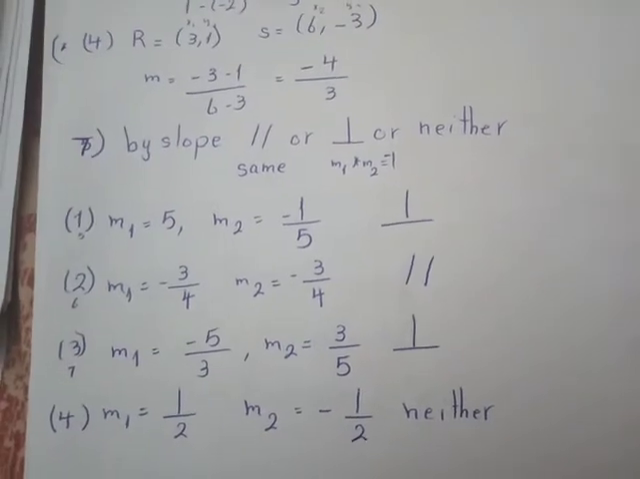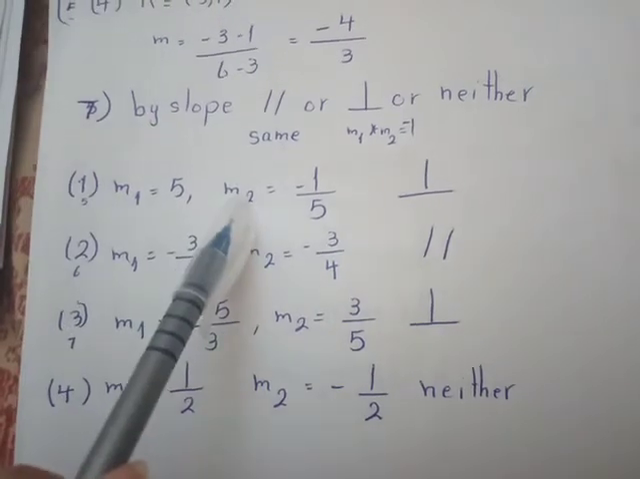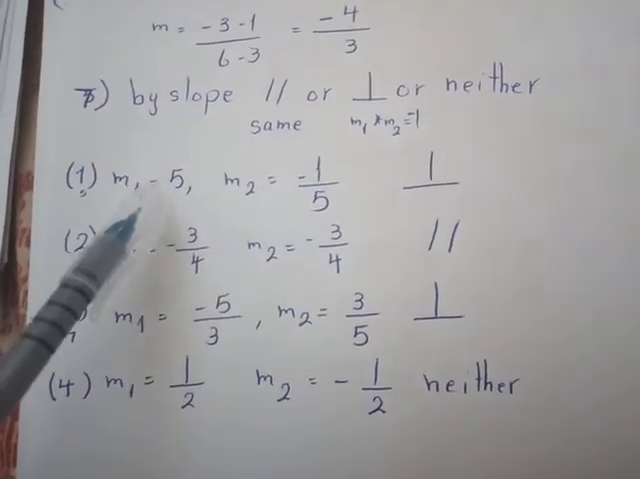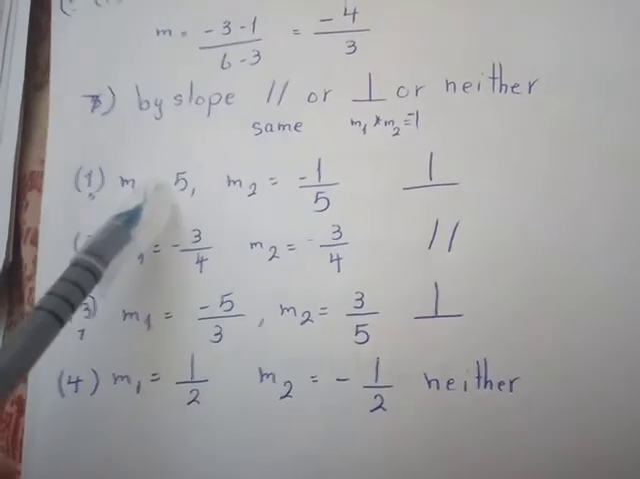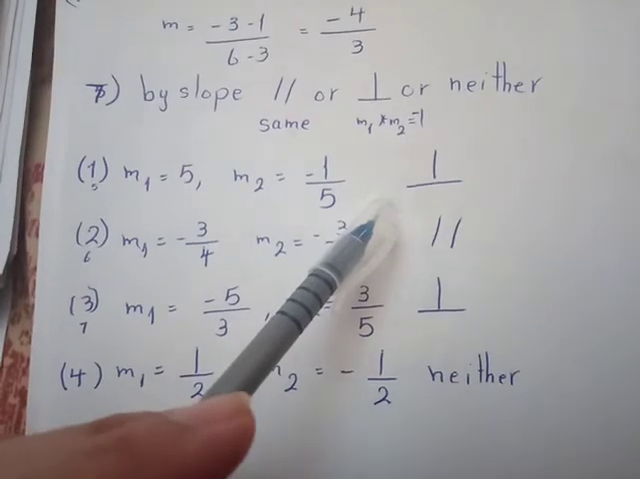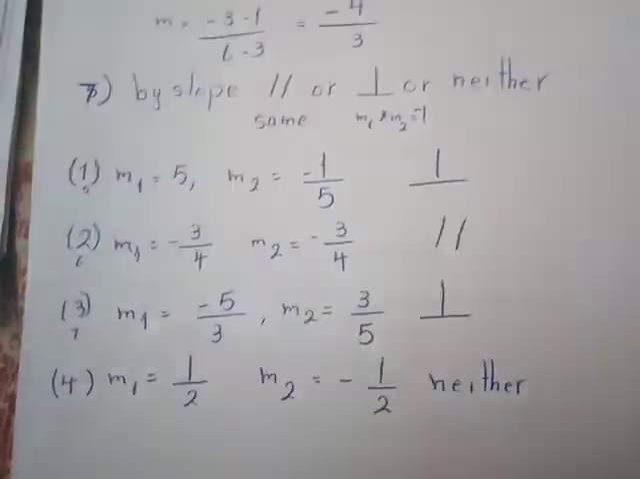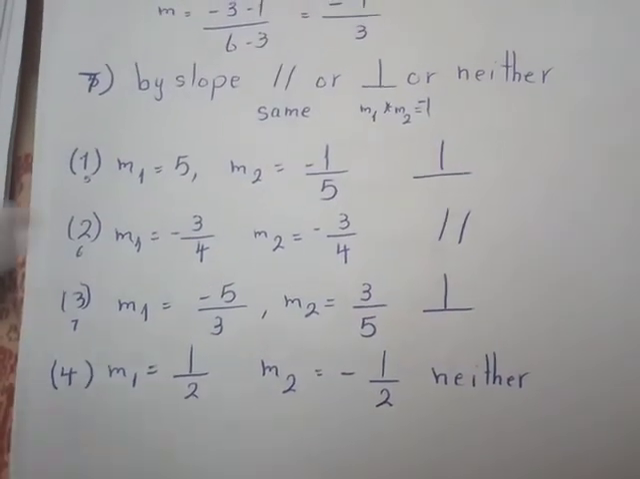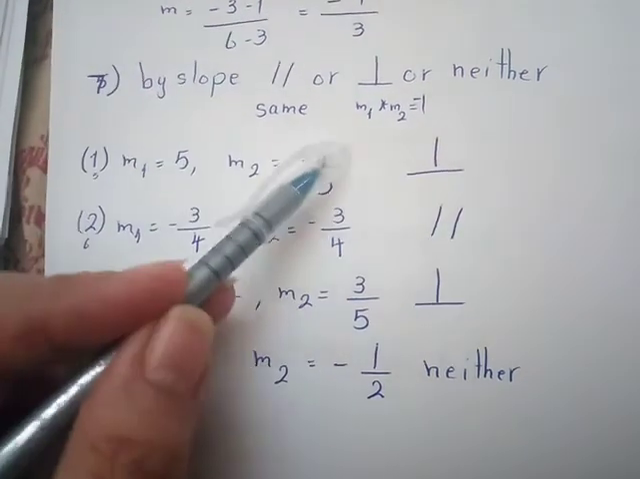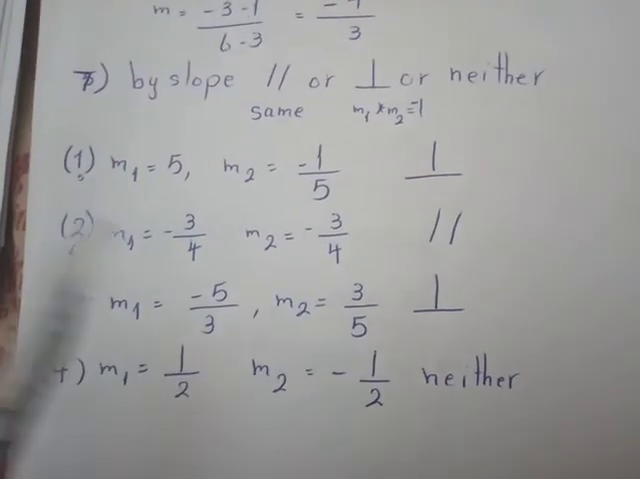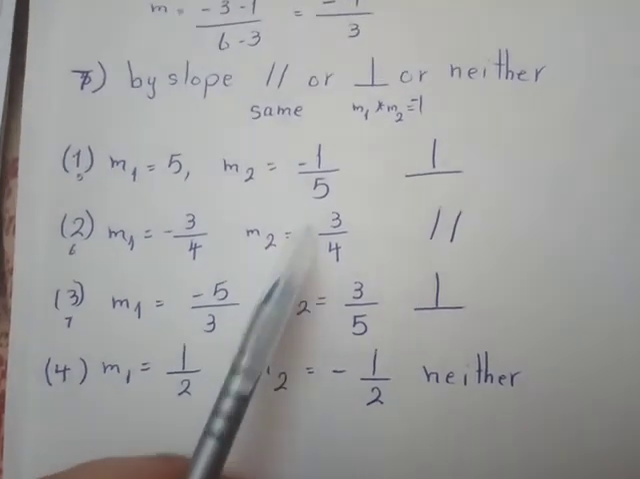Or neither. The first one, m1 equals 5 and m2 equals -1/5. If we multiply 5 times -1/5, we will get -1. So they are perpendicular. Or look at, this is 5. If we get the opposite and the reciprocal, they will be perpendicular. This is positive, this is negative. And what is the reciprocal of 5? It will be 1/5. Number 2, m1 is -3 over 4 and m2 equals -3 over 4.